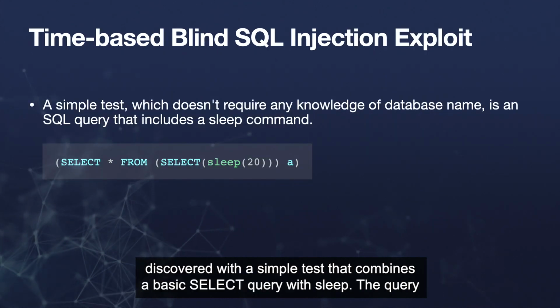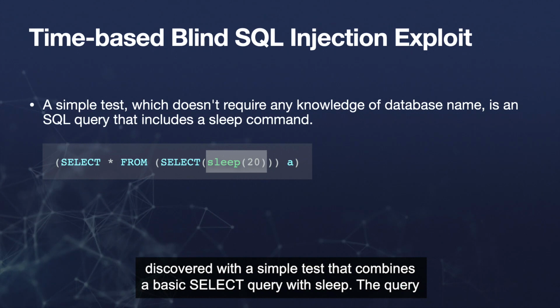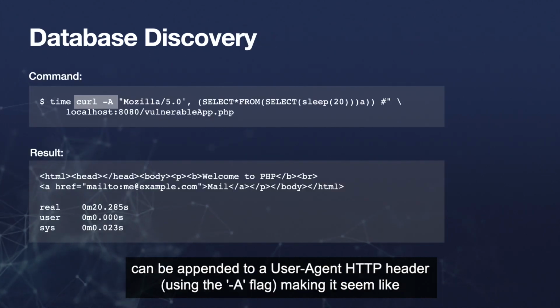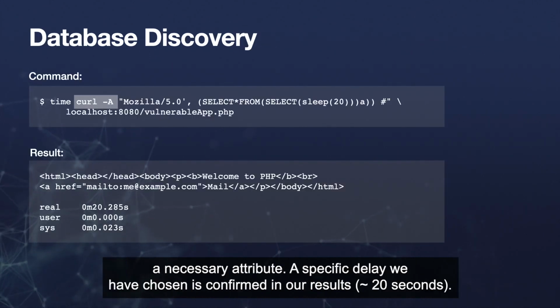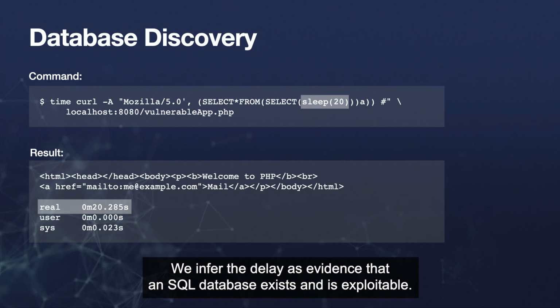The database may be discovered with a simple test that combines a basic select query with sleep. The query can be appended to a user agent header, making it seem like a necessary attribute. The specific delay we've chosen is confirmed in our results. We infer the delay as evidence that an SQL database exists and is exploitable.